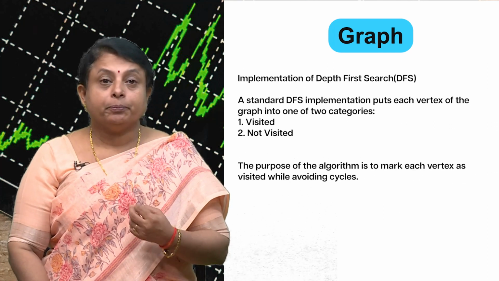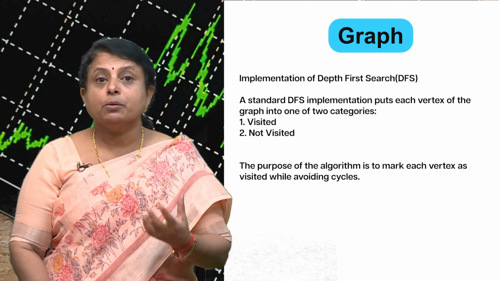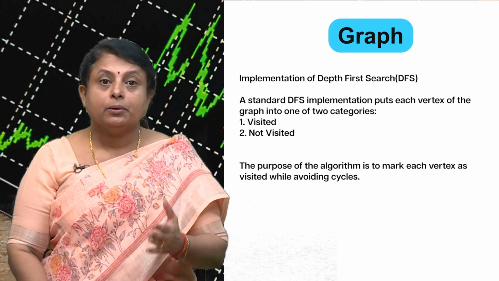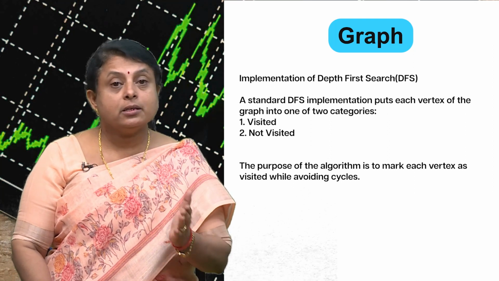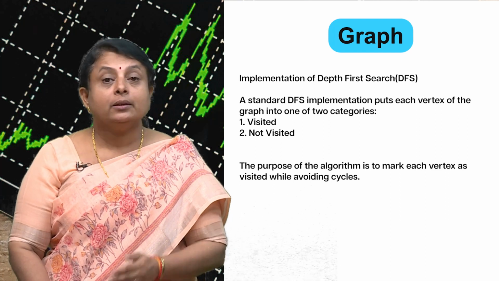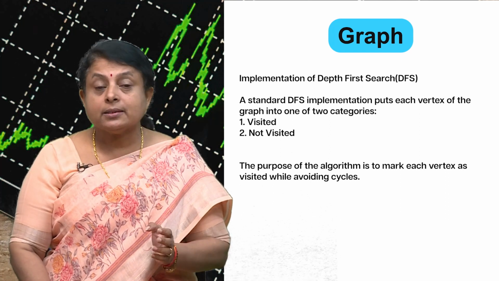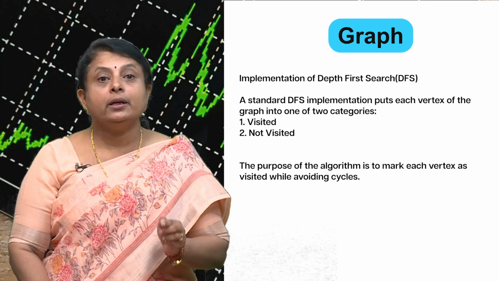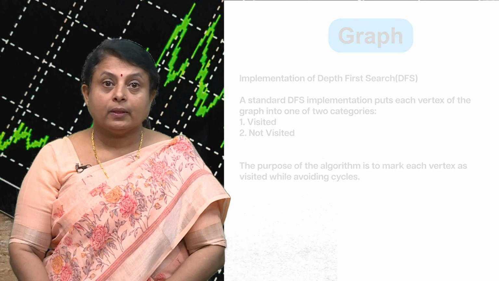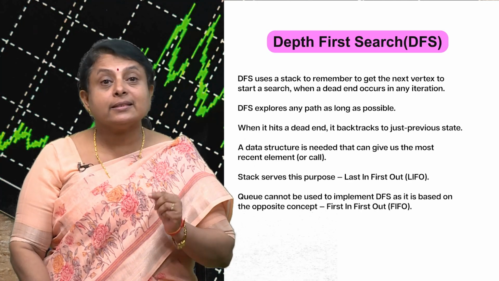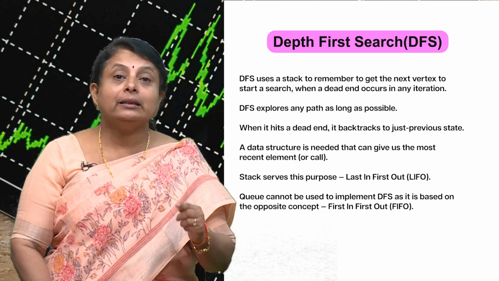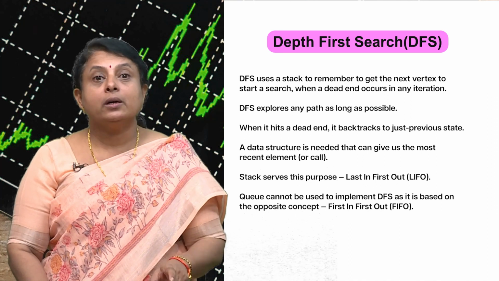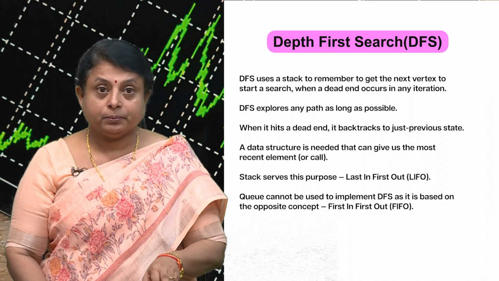DFS implementation. A standard DFS implementation puts each vertex of the graph into one of two categories. First, visited list, second, non-visited list. The purpose of the algorithm is to mark each vertex as visited while avoiding cycles. DFS uses a stack to remember the next vertex for starting the search when a dead end occurs in any of the iterations.